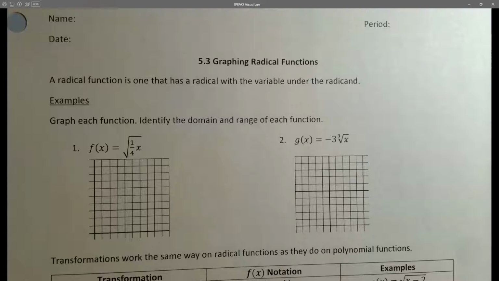In these notes, I am going to be going over how to graph radical functions and then do transformations on them. A radical function, remember, is one that has a radical with the variable under a radicand, so either the square root symbol or the cube root symbol. The first one wants me to graph the function and then say the domain and range of each of them. The first one is the square root of 1/4 of x.